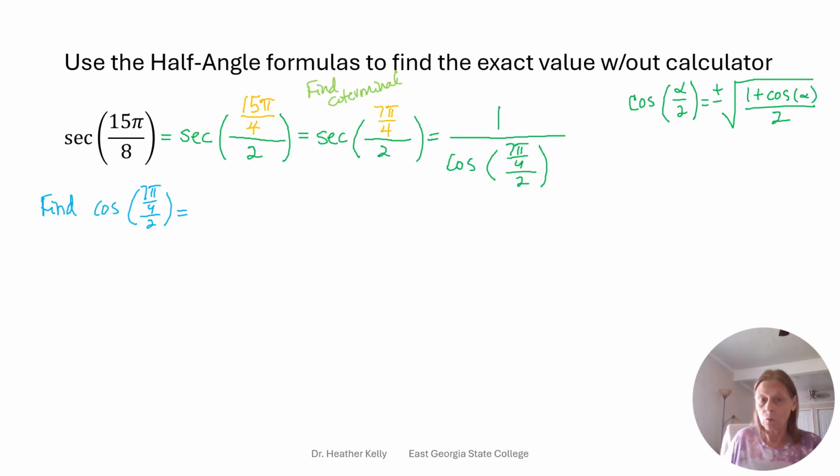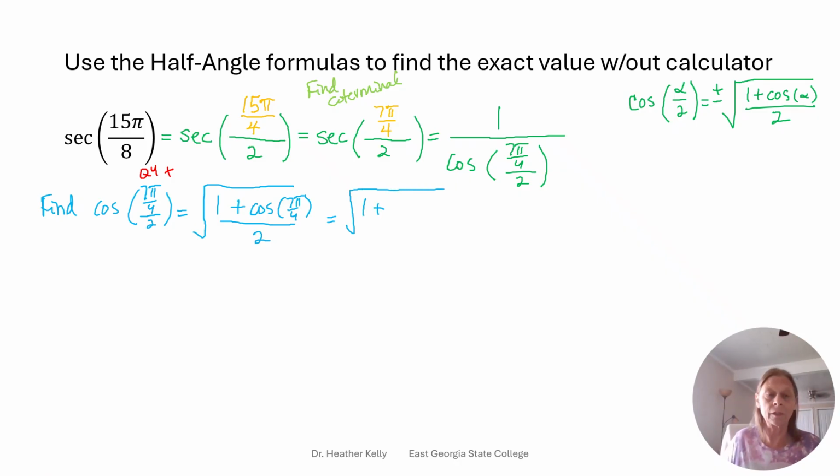Now, we have to determine what quadrant 7 pi over 4 is in. 7 pi over 4 is in quadrant 4, and the cosine in quadrant 4 is positive. So we're cool with that. All right, so it's going to equal the positive square root of 1 plus the cosine of 7 pi over 4, over 2. So let's keep on working that out.